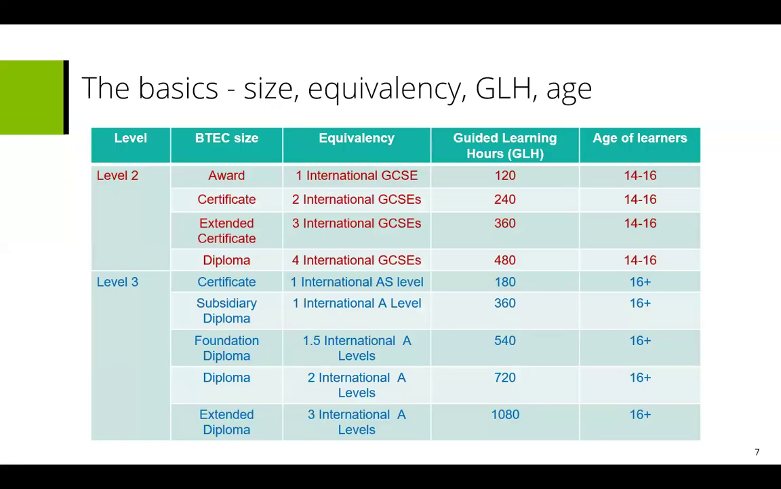Just to give you an idea of the levels here, we've put level 2 and level 3 on this slide, but level 2 is what we're talking about today. And so we've highlighted that in red. This would typically be for learners aged 14 to 16 in the UK. And there are 4 different sizes of the qualification. There's the award size, which is equivalent to 1 international GCSE, has a guided learning hours of 120 hours. Now, the certificate size is double that, 240 hours. The extended certificate, 3 times the award size, and the diploma, 4 times the award size. So 4 different sizes of qualification.